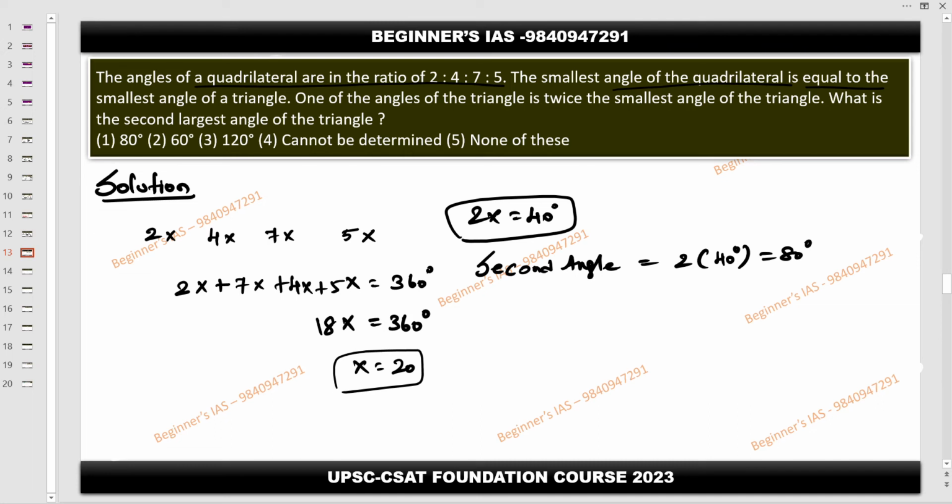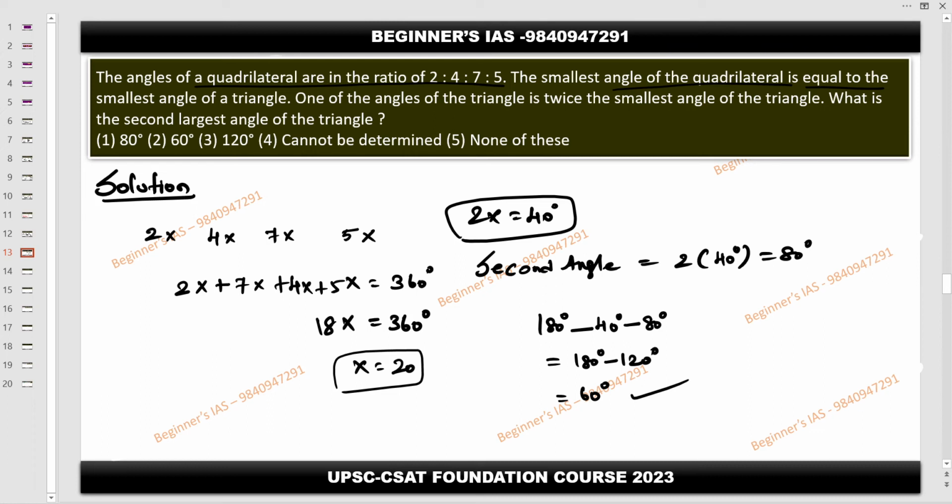Then we can find the third angle. In a triangle the sum is 180 degrees, so we have to subtract these. Therefore 180 minus 120 is 60. Yes, 60 is right. But they are asking for the second largest angle of the triangle. One angle is 40, one angle is 60, one angle is 80, so the largest is 80 and the second would be 60.